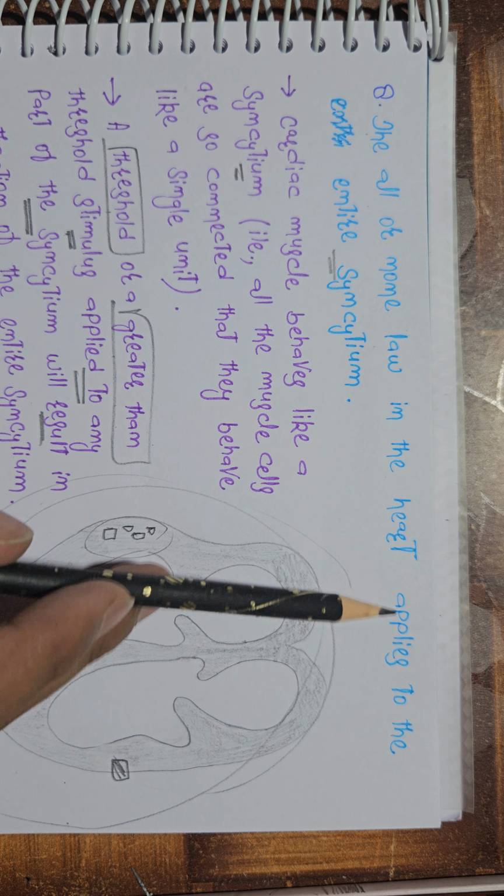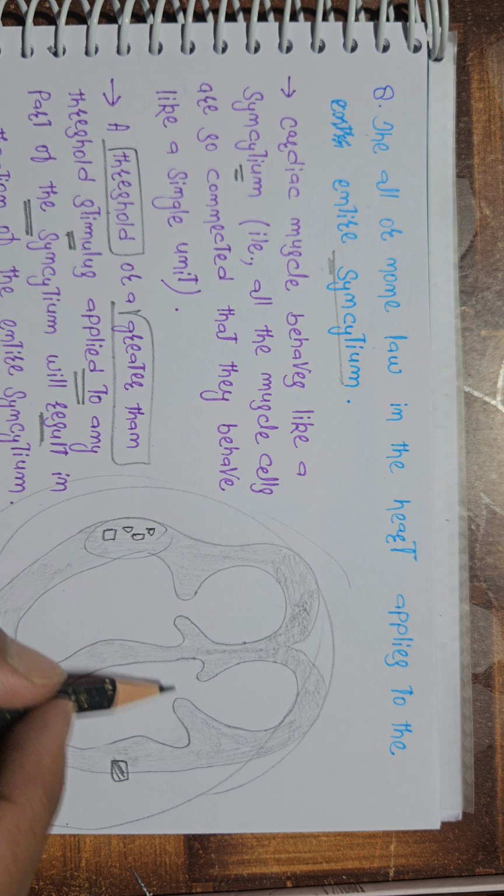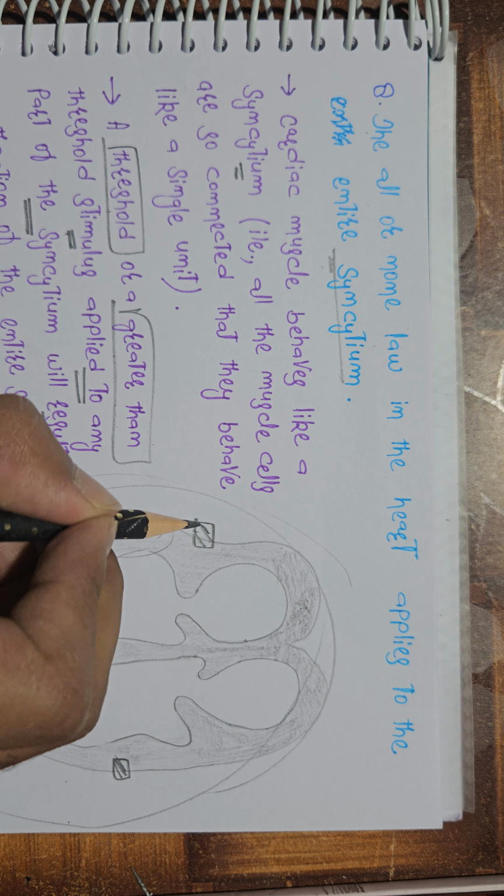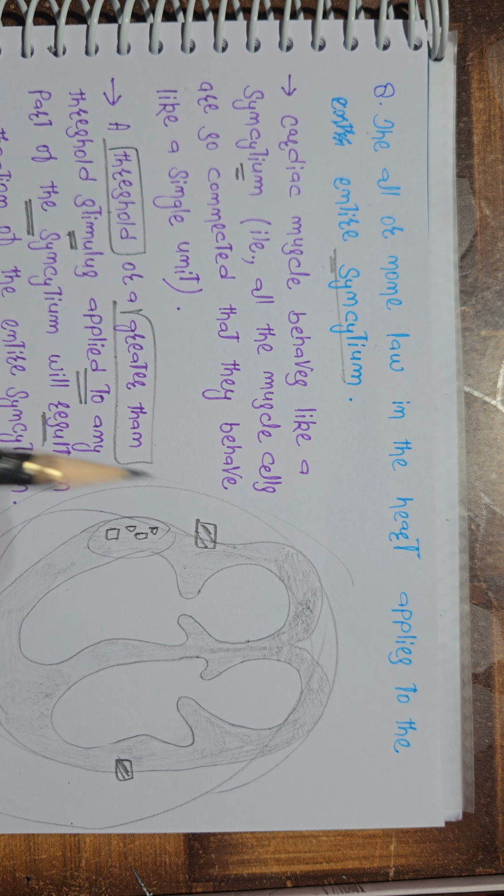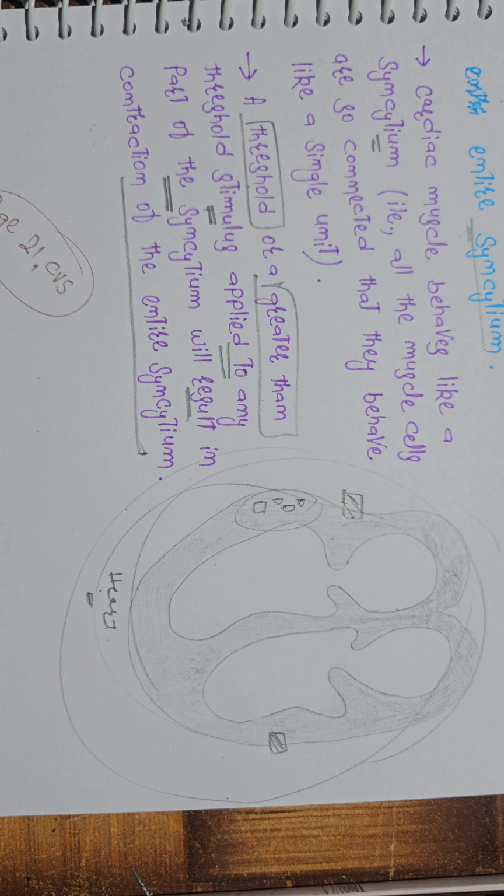The all or none law of the heart applies to the entire syncytium. If all the heart behaves like a single unit, if we stimulate a single part, it will result in the contraction of the whole heart. So these are the first 8 physiological characteristics of the heart.